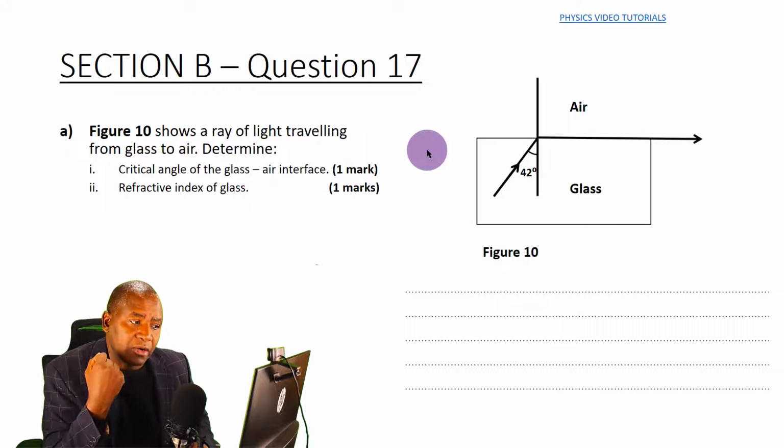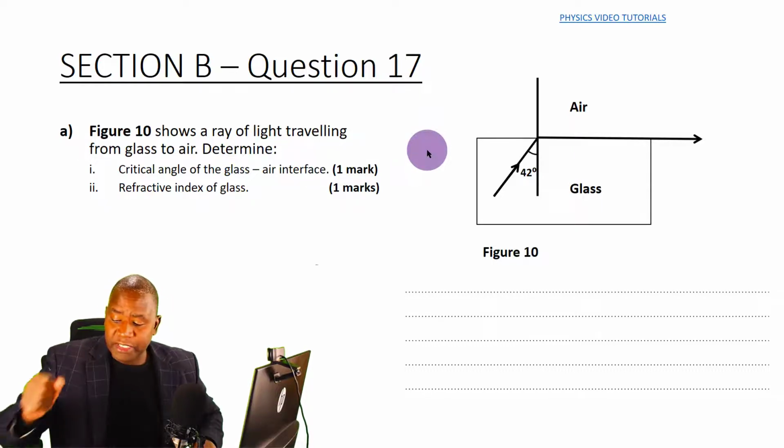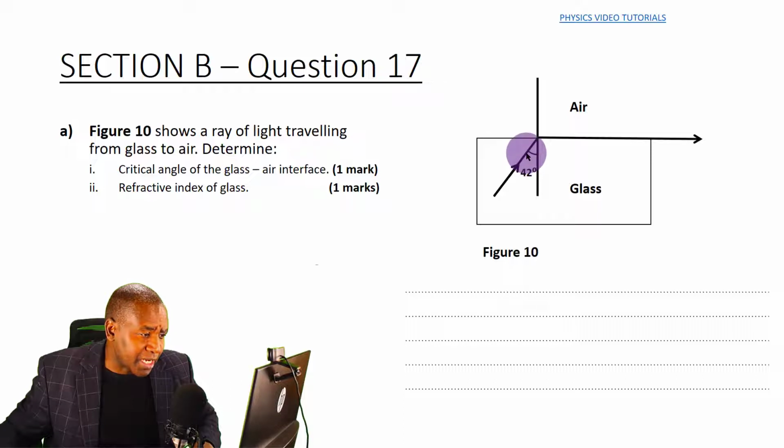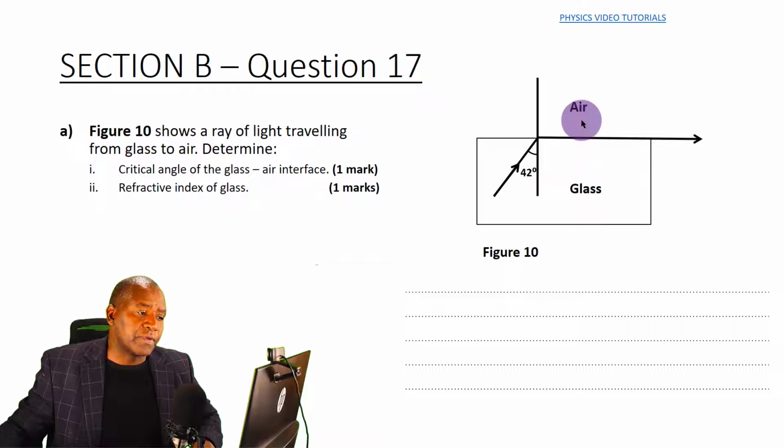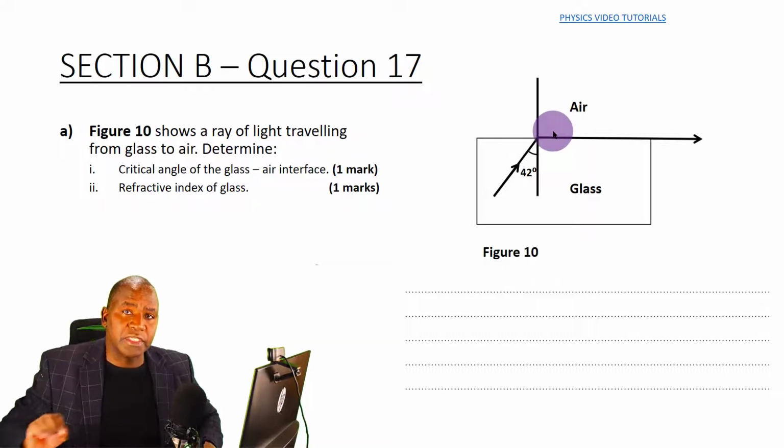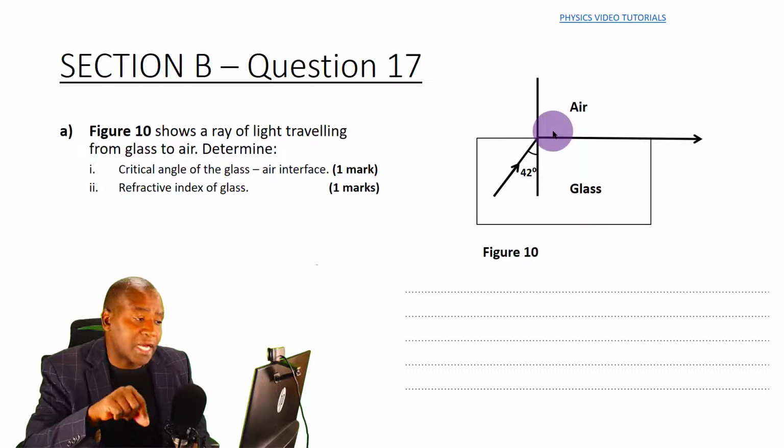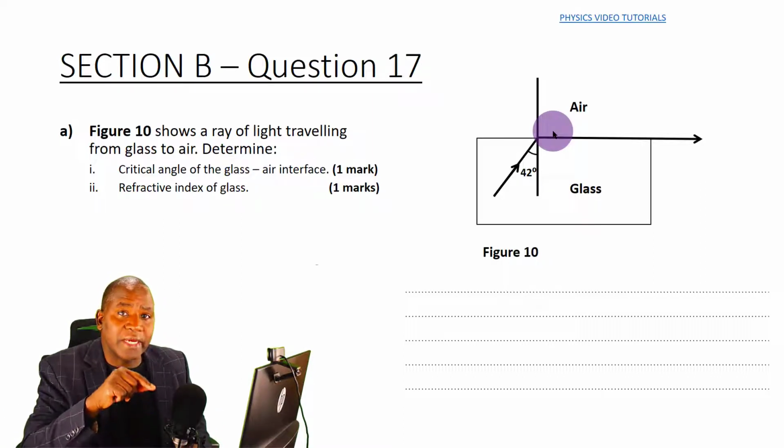And remember, the angle of incidence is the angle between the normal and the incident ray. And you can see over here that that angle is 42 degrees. This is the angle that we are talking about. The angle of refraction is found in air, and it is the angle between the normal and the refracted ray. And this is the refracted ray. The next thing is this. You realize that the angle of refraction in air is 90 degrees. It is at that point that we realize that actually 42 degrees is the critical angle.